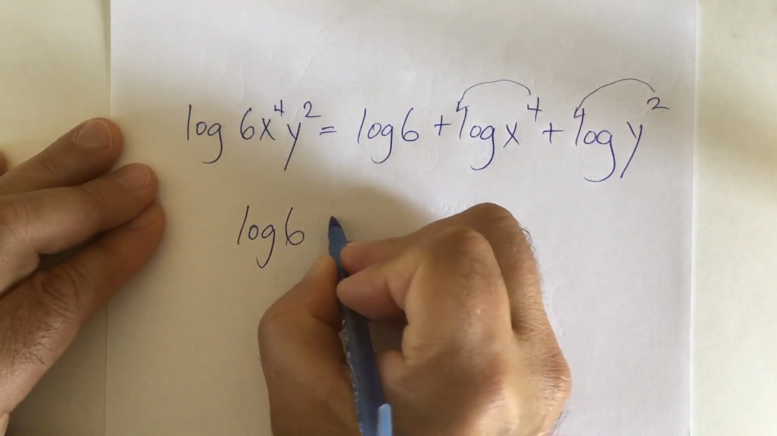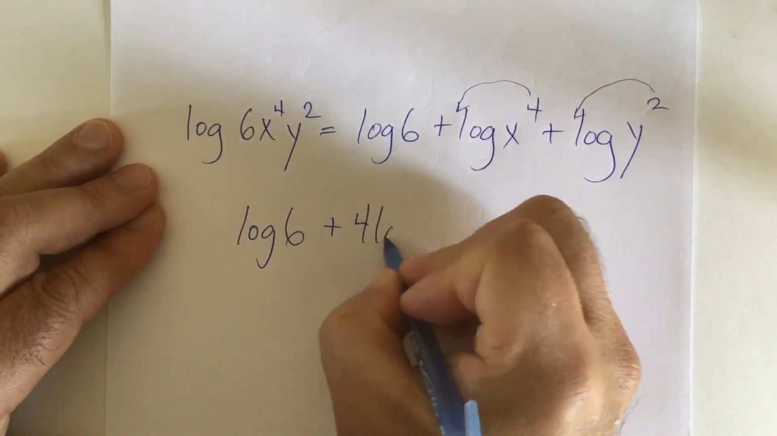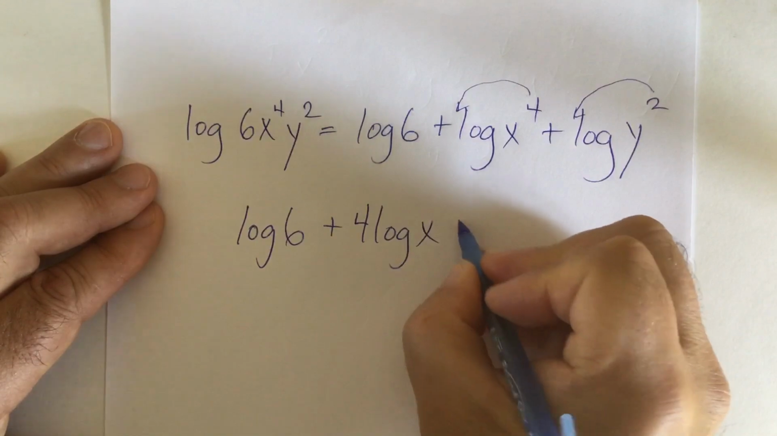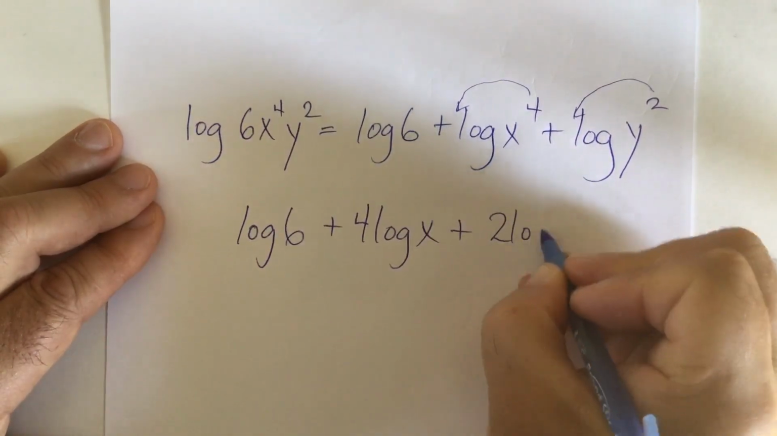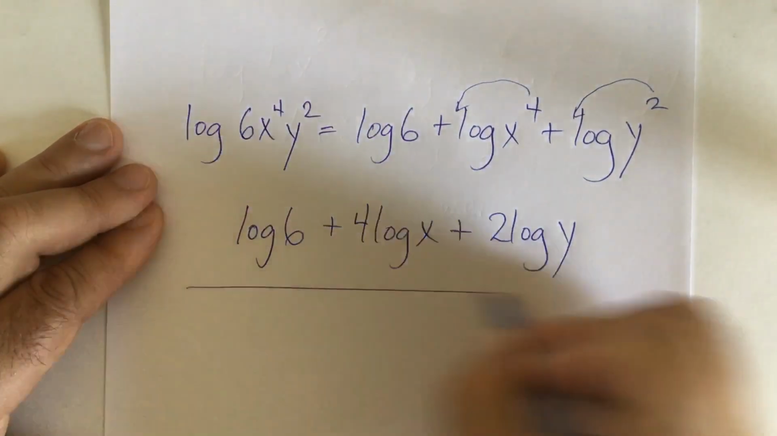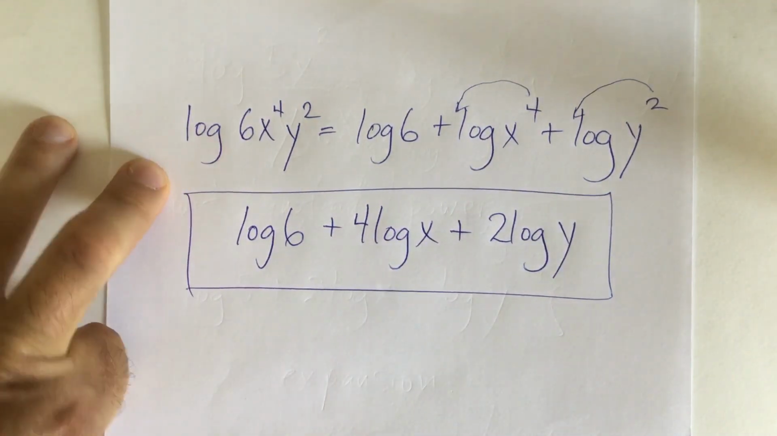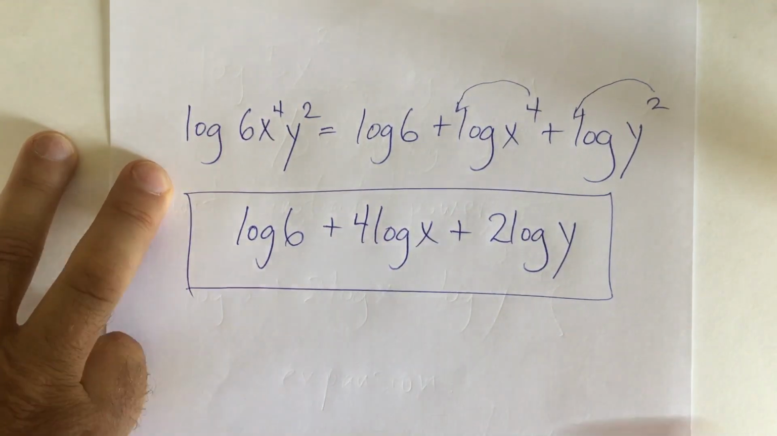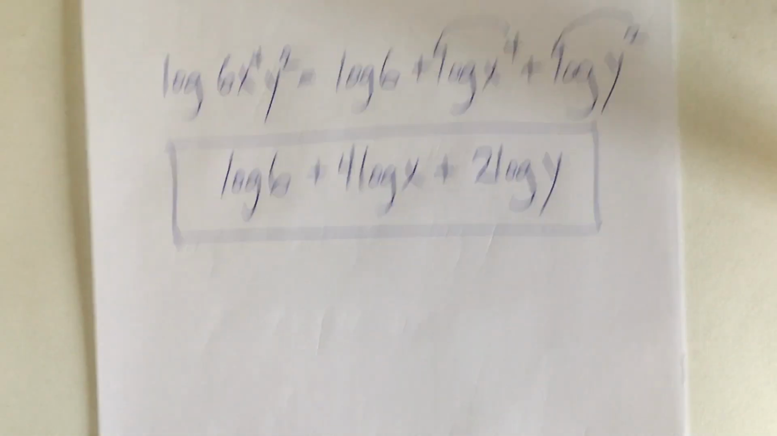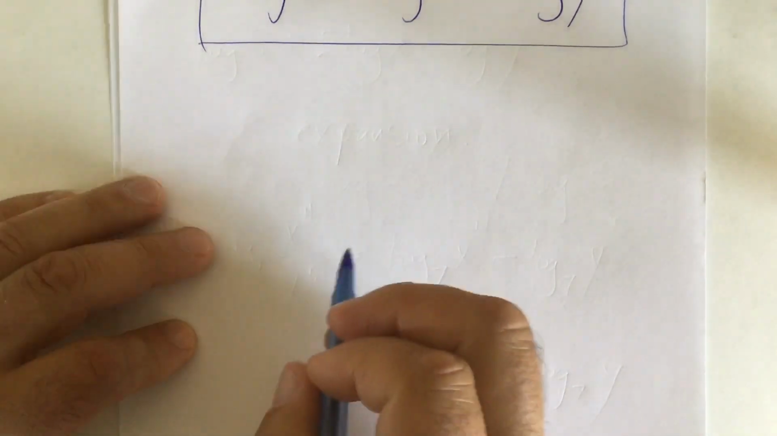Log 6 plus 4 log x plus 2 log y. And that is called the expansion of the original problem. Now, I can go backwards. Let's play the backwards game. Whoop. I don't know why my alarm is going off, but I'm going to turn it off. Okay. So we'll play the backwards game just a couple times, and then we'll get moving here.